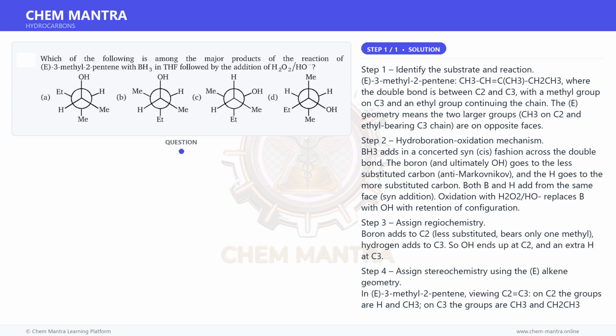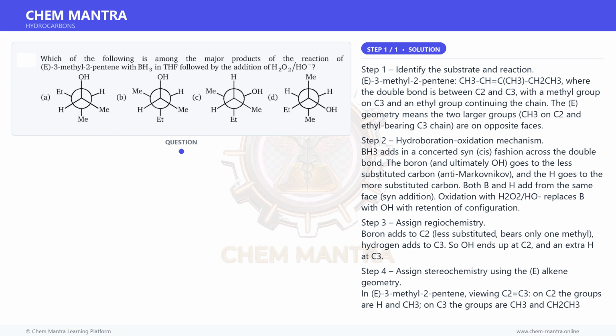Step 3. Assign regiochemistry. Boron adds to C2, less substituted, which bears only one methyl, and hydrogen adds to C3. So O ends up at C2 and an extra H at C3. Step 4. Assign stereochemistry using the E-alkene geometry.